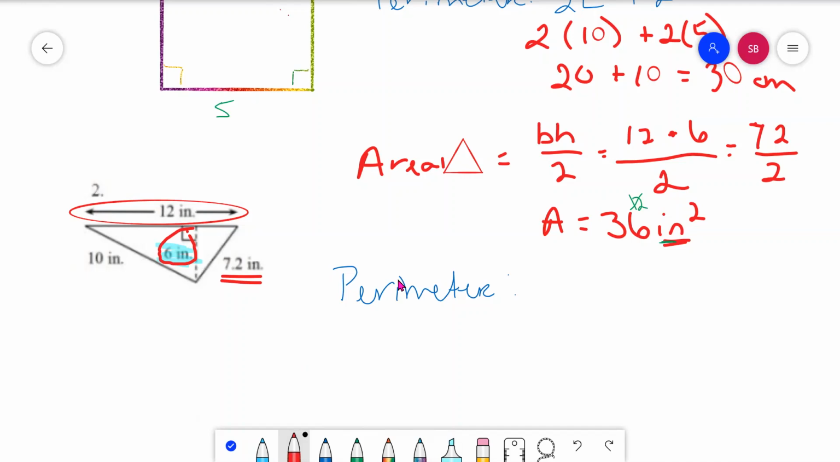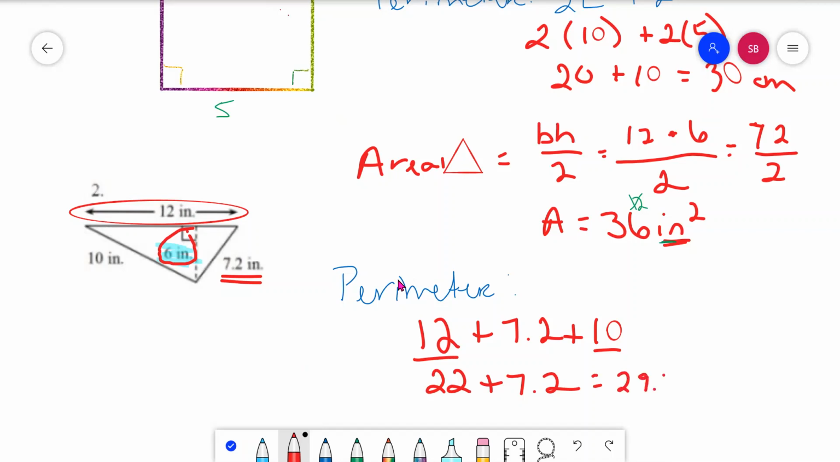Okay, so you're going to do 12 plus 7 2/10 plus 10. Okay, I always group these to make them a little easier. So I'm going to add my 10 and my 12, and that's going to be 22, plus 7 2/10. Okay, so when I'm adding, the perimeter is 29 2/10 inches. Okay, this should help you with your quiz on area and perimeter.